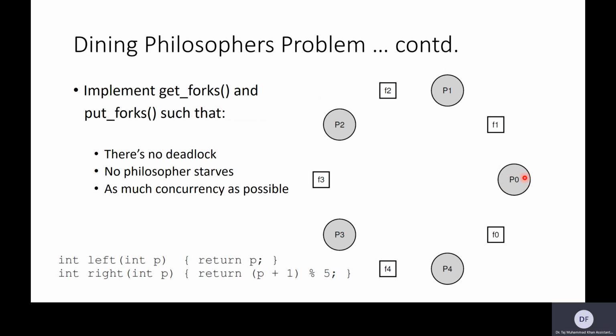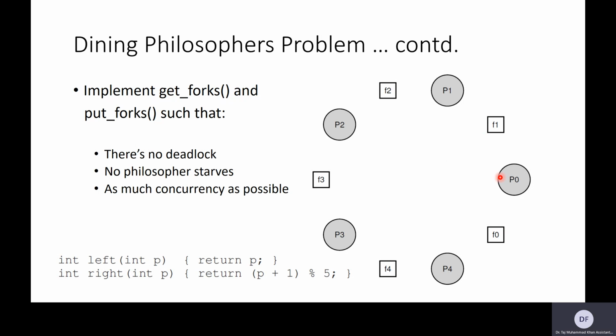After thinking, it calls the get forks function. Get forks calls sem_wait on F0. It acquires F0, and before it can call sem_wait on the right fork, it gets descheduled. So P0 is descheduled and it has acquired the semaphore for F0, and it has not yet called sem_wait on F1.